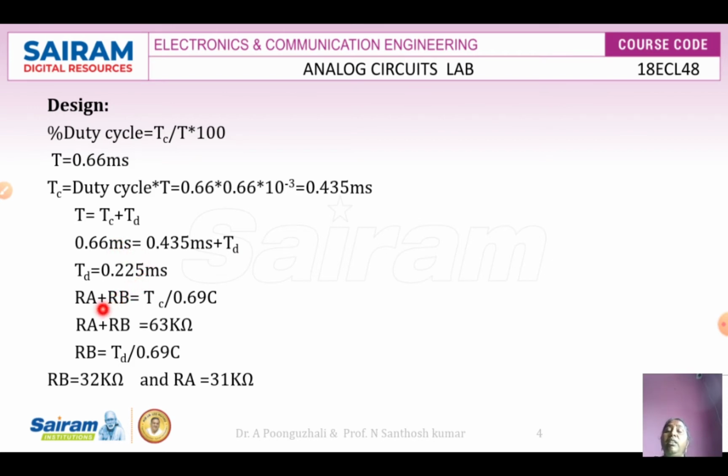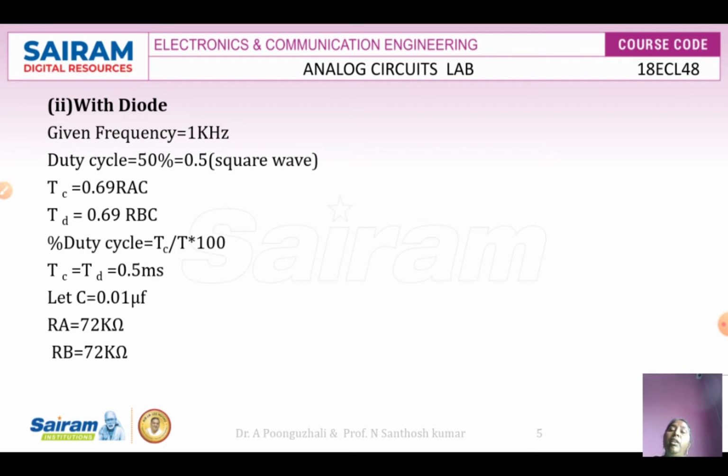Now to calculate, RA plus RB is equal to TC by 0.69 C. Your TC value we have found to be 0.435 milliseconds. Substitute your C value to be 0.01 microfarad. You get RA plus RB equal to 63 kilo ohms. Next, RB is equivalent to TD, the discharge time, divided by 0.69 C. TD we found to be 0.225 milliseconds, so 0.225 milliseconds divided by 0.69 into 0.01 microfarad. So the RB value will be 32 kilo ohms. Substituting in the earlier equation, we get the RA value to be 31 kilo ohms.